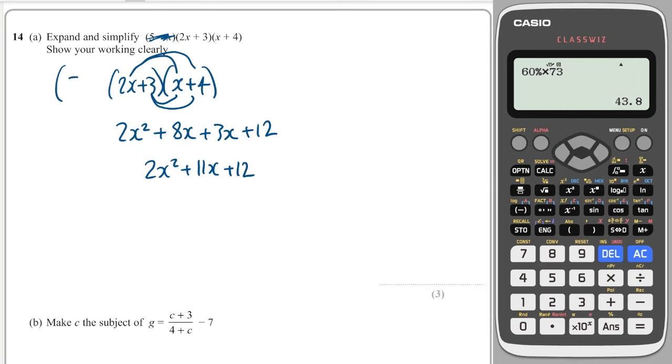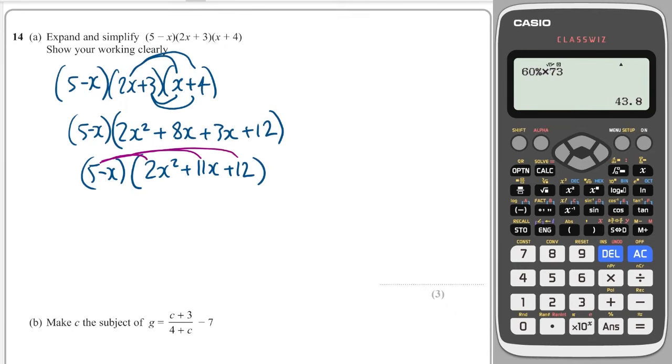I then reintroduce this first bracket. Write it on each line like this. And then we are going to multiply out these 2 brackets. And the way that I do it is I take the 5 and I multiply it by everything in the other bracket on the top like that. And then I take the minus x and I multiply it by everything in the second bracket down the bottom like that.